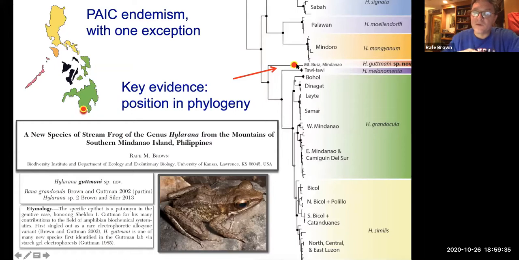And I found that those were fixed allozyme variants on a starch gel in Sheldon Gutman's lab. And I hung onto that specimen for almost 25 years before I described it as a new species. It was this analysis that gave me the go-ahead: this species from Mindanao didn't come out nested within Grandocula, and its phylogenetic placement was a key bit of evidence that gave me the courage to describe it on the basis of one specimen, which I don't recommend. It's pretty nerve-wracking, but this species has actually just recently been rediscovered by a student in central Mindanao, and I'm delighted to say that I was right.